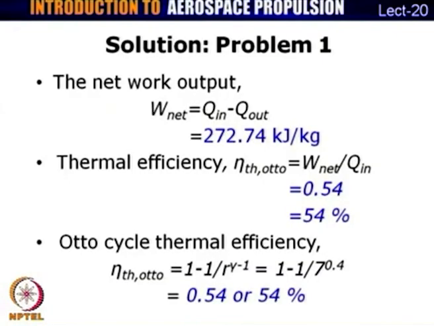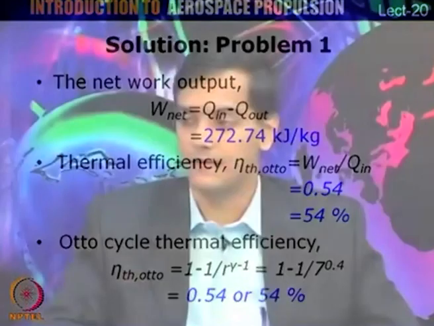So, since the compression ratio is already known as 7, if you substitute for that and gamma and calculate, we get the Otto cycle efficiency as 0.54, which is what we have also already calculated in terms of W net and Q in. So, there are two different ways of calculating the cycle efficiency in such problems.